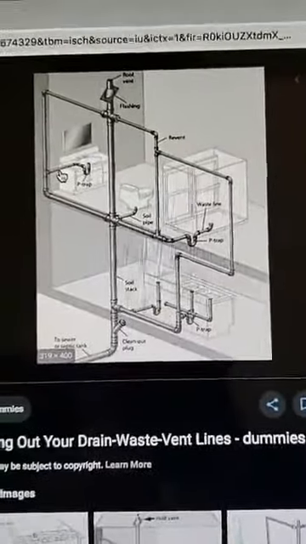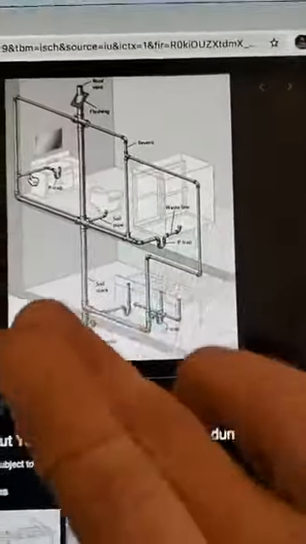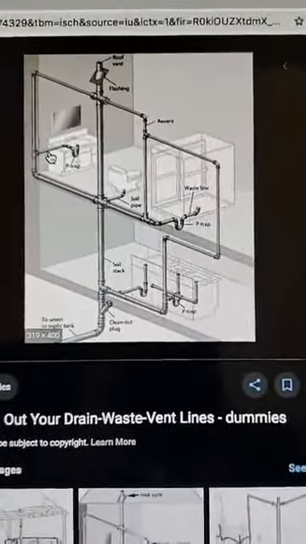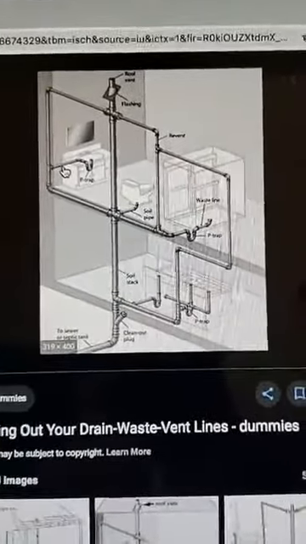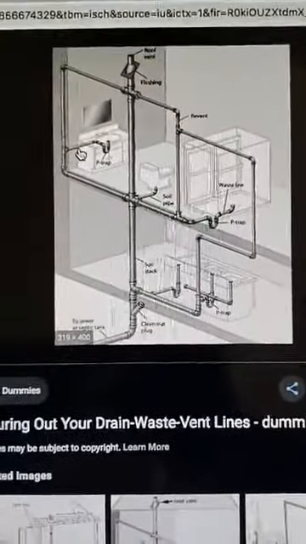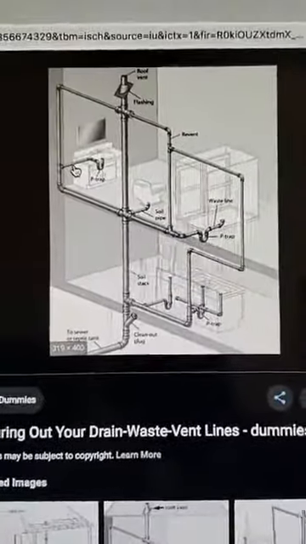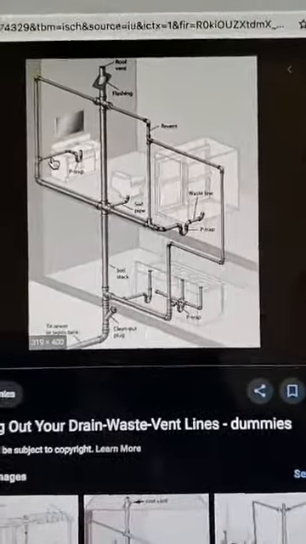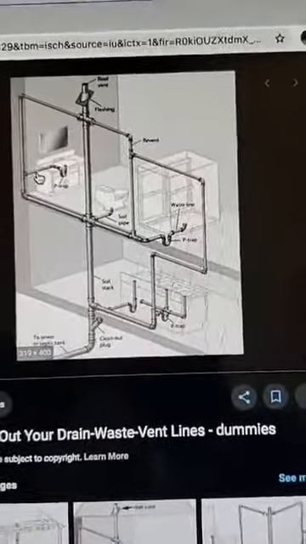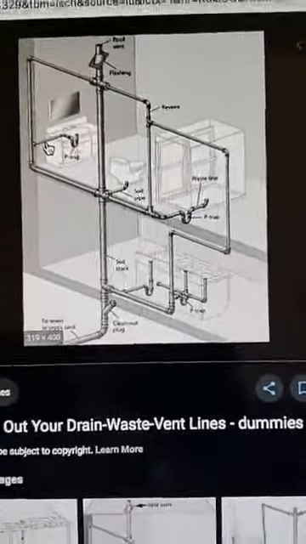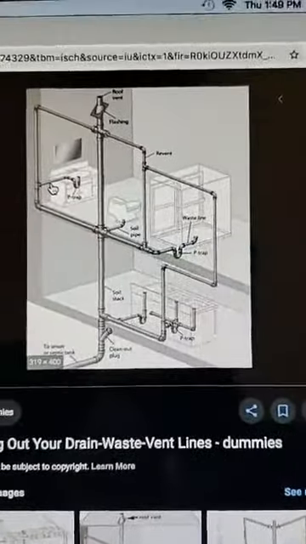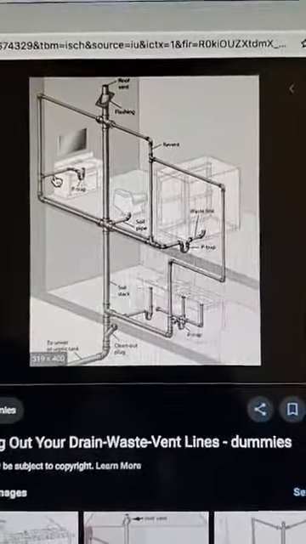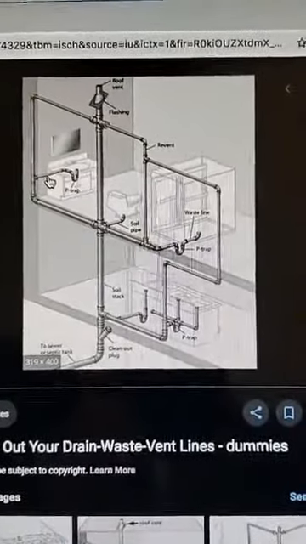Then everything ties into a vent, okay? Now, depending on how many fixtures you have decides how many vents you need. Some fixtures, such as a laundry, are counted as a double fixture, and so it needs a vent on its own. Now, as a plumber, I would vent every sink on its own, and then I would tie the toilet and the tub into that sink.